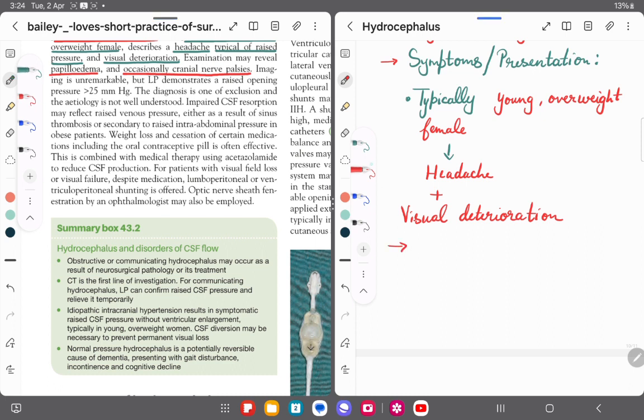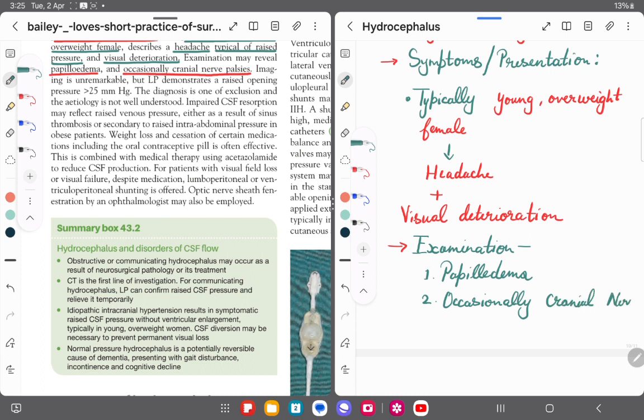So in examination we have papilledema, and occasionally cranial nerve palsies.